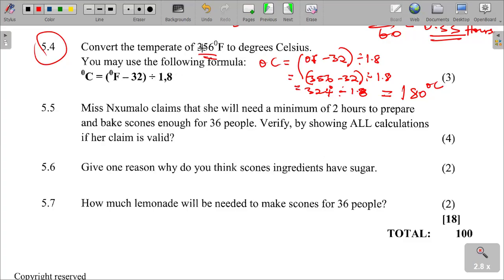It's just a matter of substituting 356 where there is F. That's what you need to do. You are just substituting 356 where there is F, and then you can get your answer the way I'm showing you here now. I'm sure you are getting this.